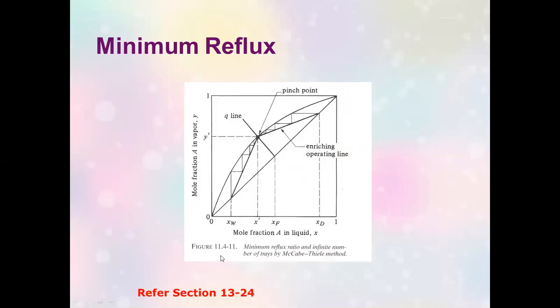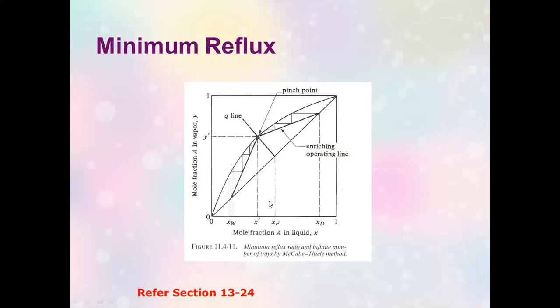So your minimum reflux condition is shown here. Your operating line and your stripping line, together with the feed line, now meet at this point we call the pinch point. So the pinch point is actually the point of intersection of your feed line to your equilibrium curve. So wherever this pinch point is located on the curve, the two operating lines, the enriching section operating line and the stripping section operating line, will also meet at that particular point.